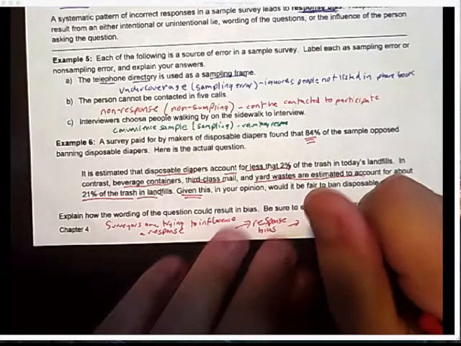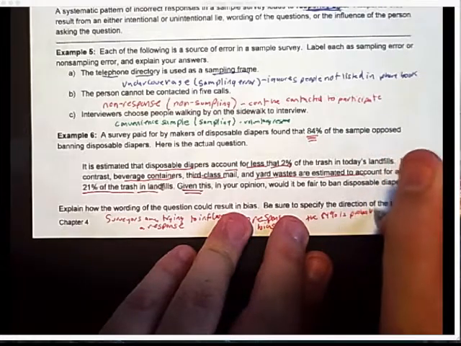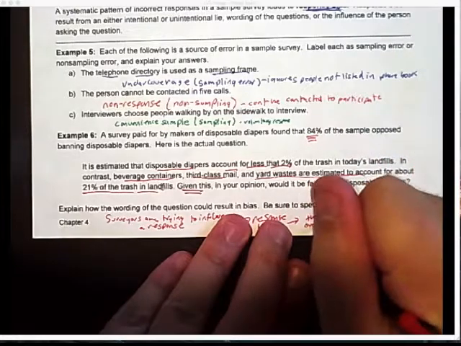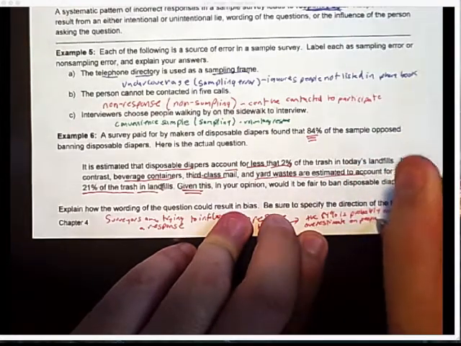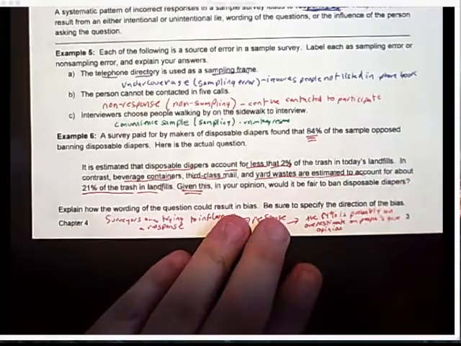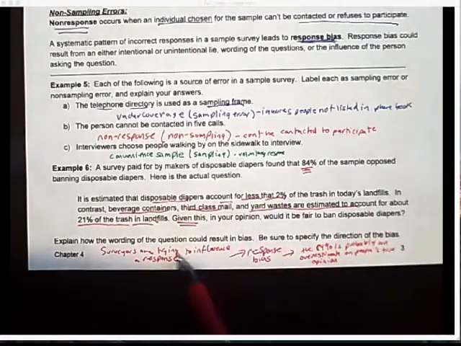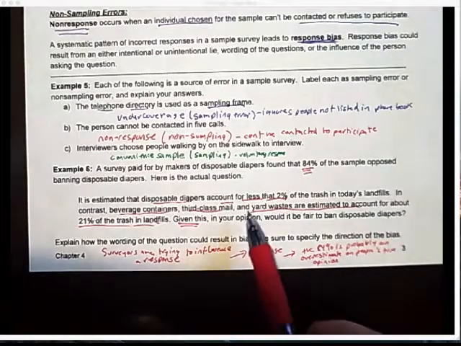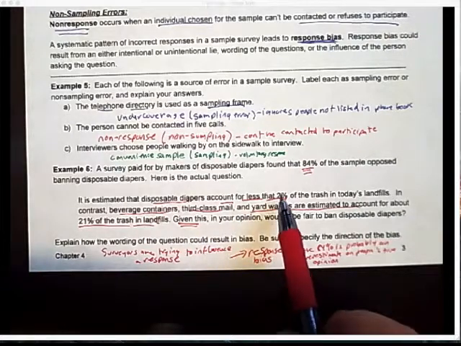This number is probably higher. Okay. The 84% is probably an overestimate of people's true opinion. All right, because when you hear things like that, since the surveyors are trying to influence your opinion, they're trying to say that we should not ban disposable diapers. That's what their goal is.